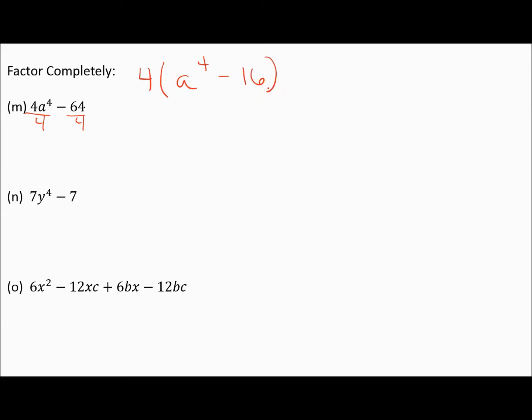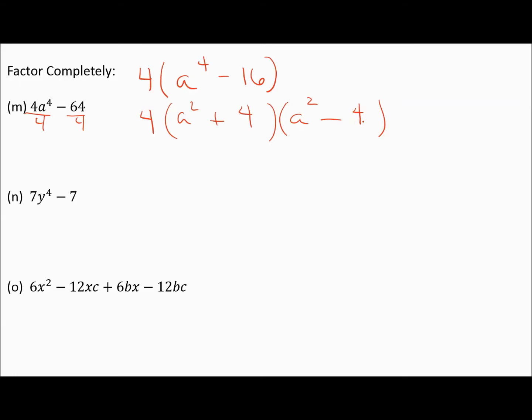Okay. Now when I look at this, this is what we call a difference of squares. A to the 4th is a perfect square because the square root of that is a squared. 16 is a perfect square because the square root of 16 is 4. So a difference of squares, remember, when you factor, is 2 binomials with 1 plus and 1 subtraction. The square root of the first term, a to the 4th, which is a squared, goes in the first position. The square root of 16, which is 4, goes in the second position.